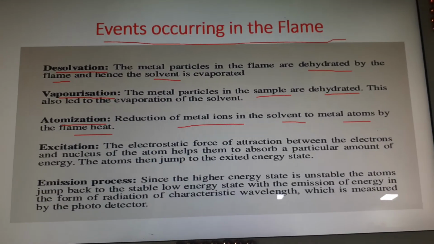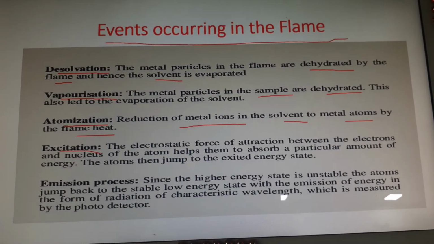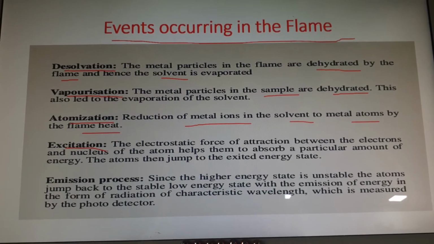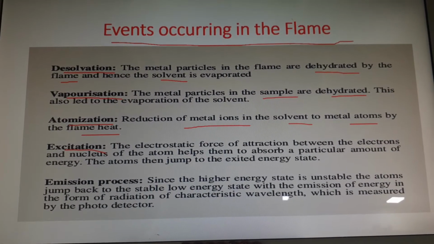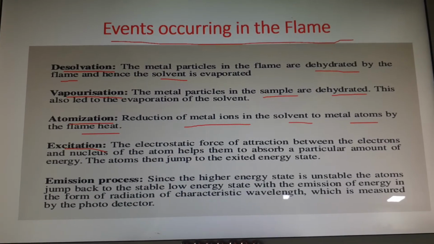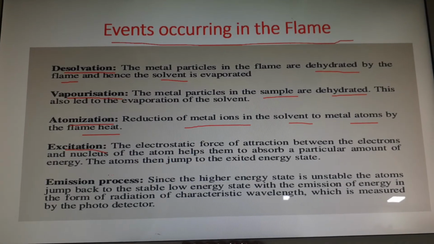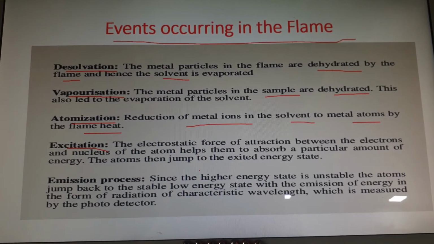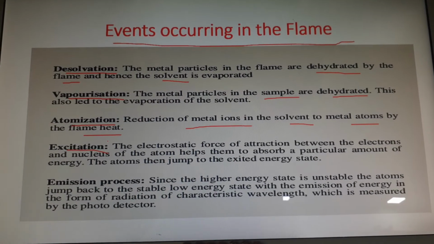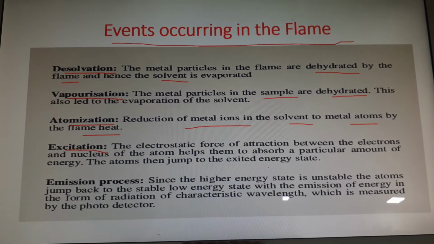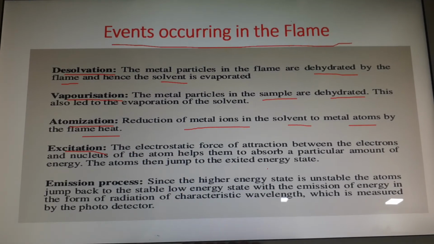Then when it gets converted to atoms, the next step is called excitation. So what happens in the excitation? The electrostatic force of attraction between the electrons and the nucleus of the atom helps them to absorb a particular amount of energy. The atoms then jump to the excited energy state. So in the excitation, the atom moves to the next energy level as it gets excited.